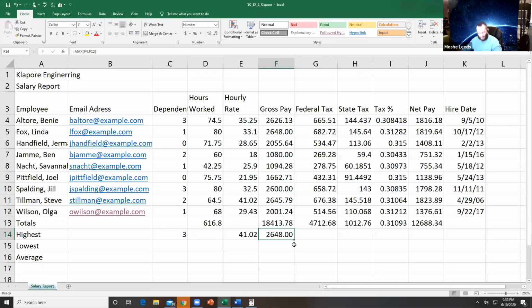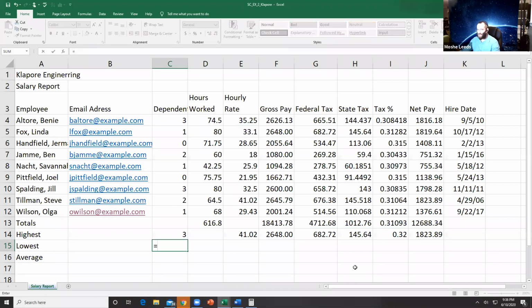Okay. Now let's go on to the next line, because the truth is, let's finish up here. Let's go like this. Federal tax, who's paying the most federal, who's paying the most state tax, percentage, net pay, okay? So this shows me the highest number in each of these cells, okay? So now I want to know who's the lowest, okay? The lowest, so I do equals.